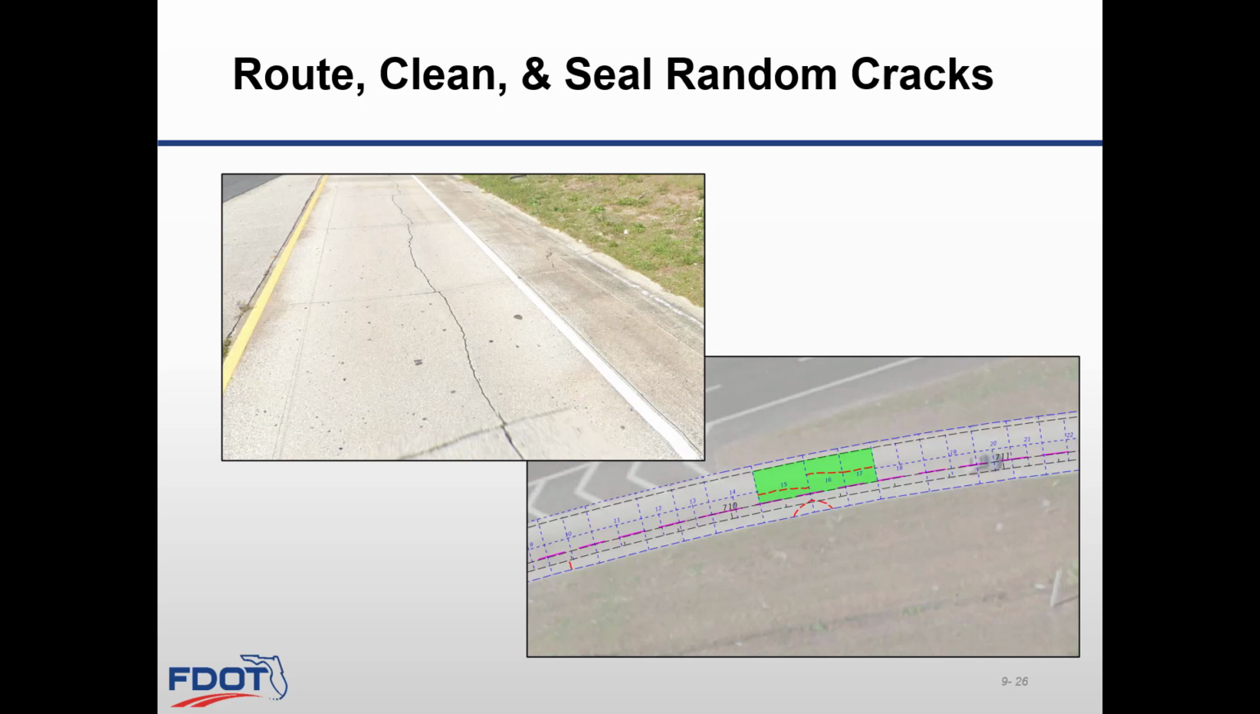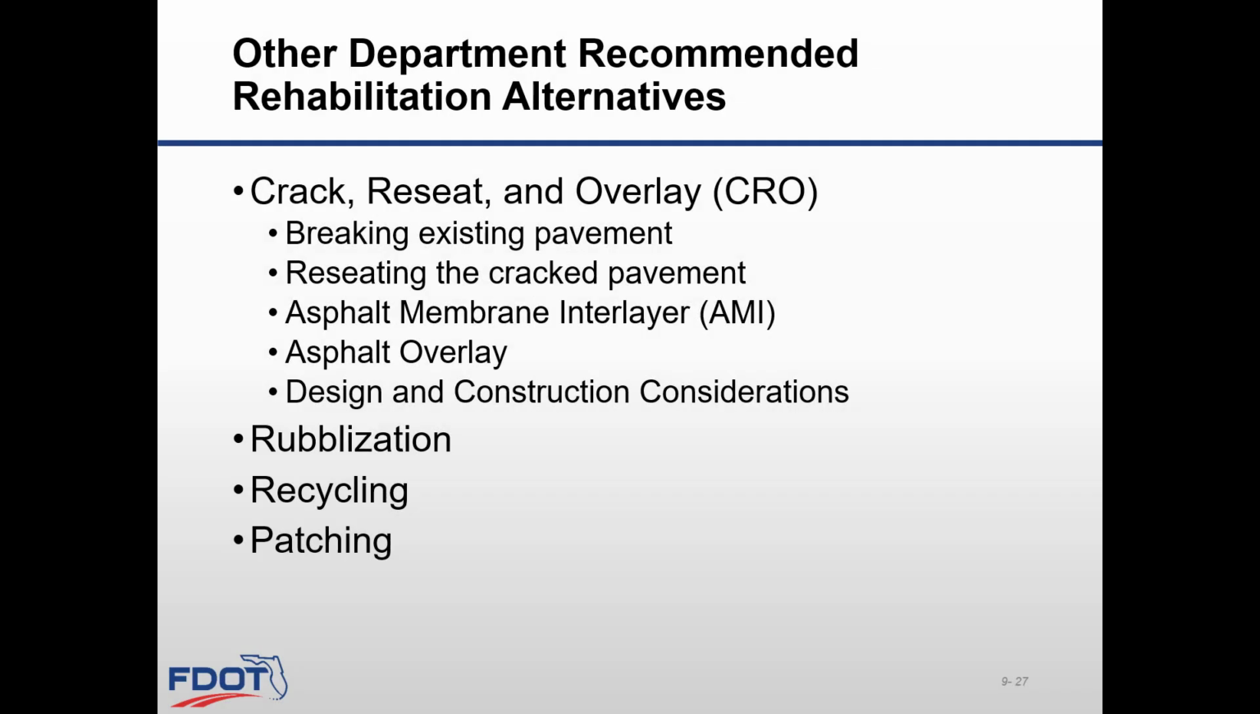Random cracks with little or no faulting at either side can be routed, cleaned, and sealed. For example, longitudinal cracks, as you can see in this picture. There are some other department recommended rehabilitation alternatives. They are crack, reseat, and overlay, CRO, rubblization, recycling, and patching.